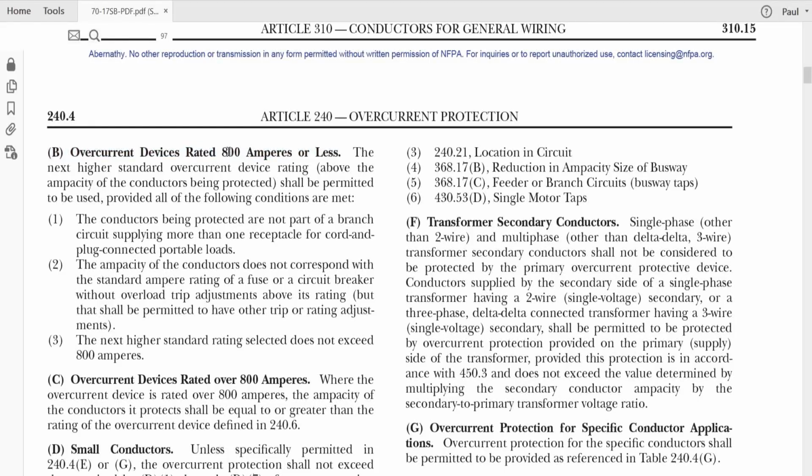Now this allows me, if it's 800 amperes or less, to say I can go to the next higher standard overcurrent device rating above the ampacity of the conductor, like what we did in our case, provided all of the following conditions are met. Number 1: the conductors being protected are not part of a branch circuit supplying more than one receptacle for cord and plug connected portable loads.